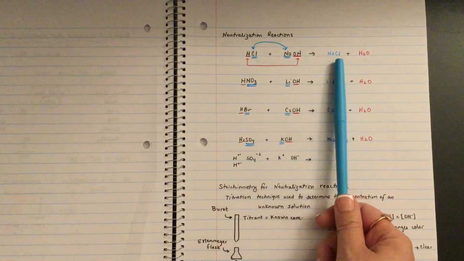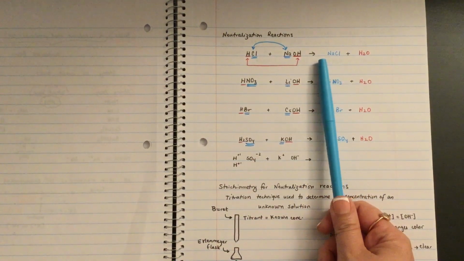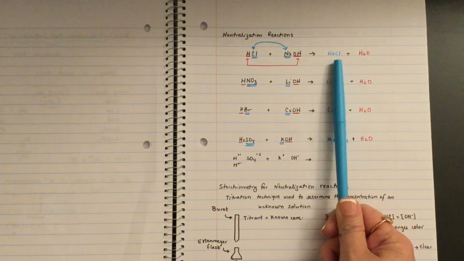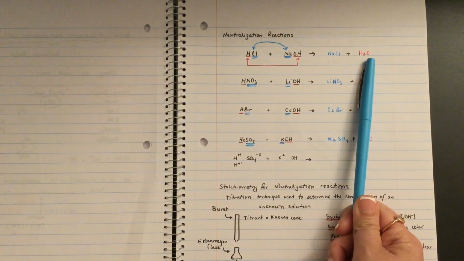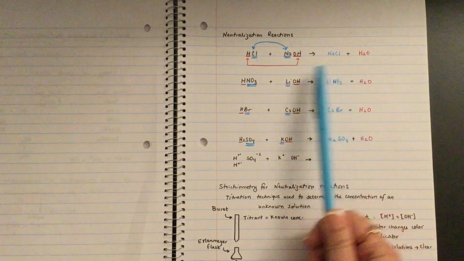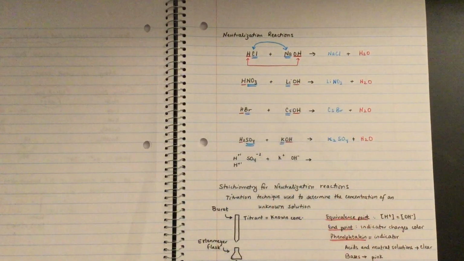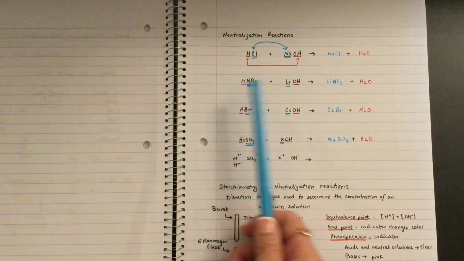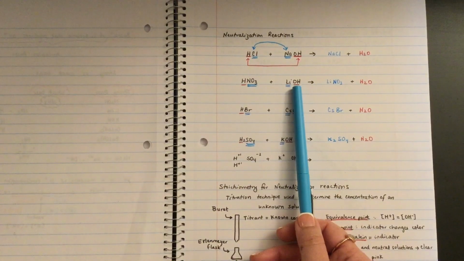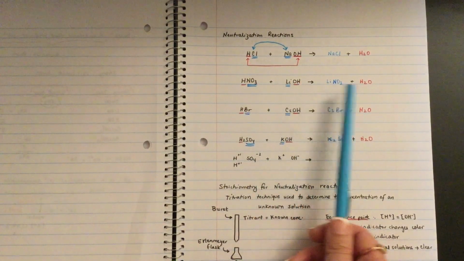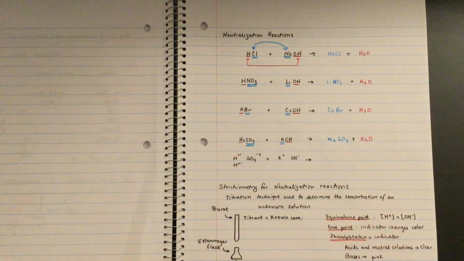Na is +1, Cl is -1. You don't need any subscript because your charges are going to cancel out. H is +1, so you need 2 H's to cancel out your -2 for oxygen. In the second example here, I have my positive, it's the H. The negative here on your base is the hydroxide. So H and OH, that will give you H2O.